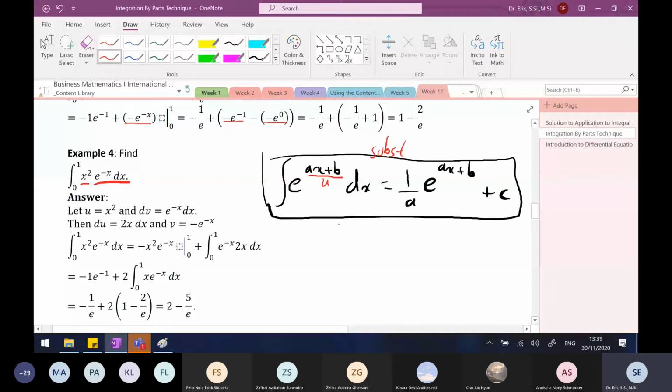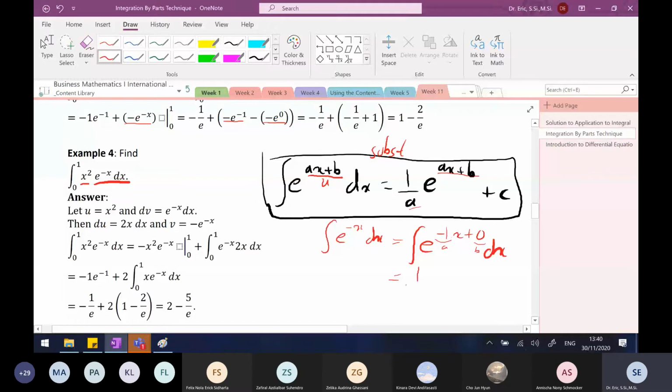So if you have the integral of e to the power of minus x dx, this is the integral of e to the power of minus 1 times x plus 0 dx. Can you follow me, Felix, here? Minus x is minus 1 times x plus 0. Can you follow me? Yes. Okay, so this is a, and you can just use the formula here.